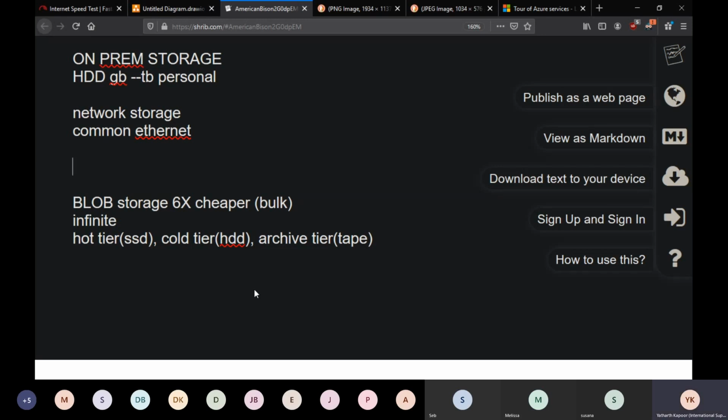Yes. Any more questions? Once it goes to archive tier, how easy or how fast is it to access again, if the client decides he needs to access it?